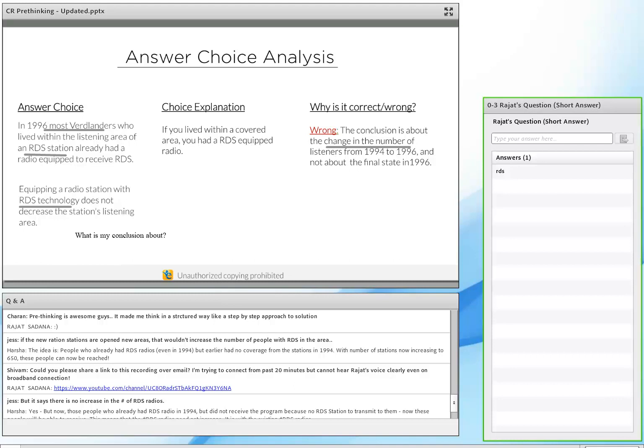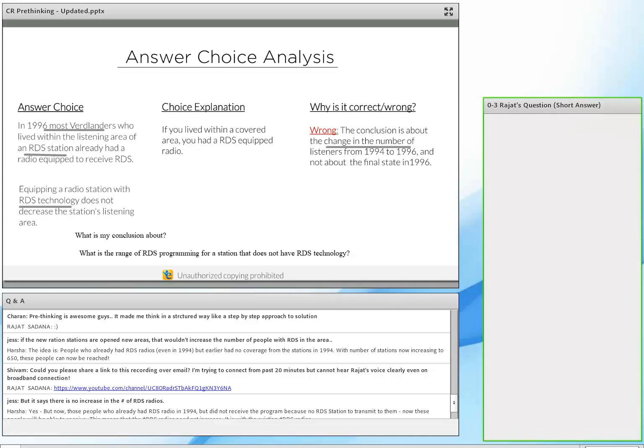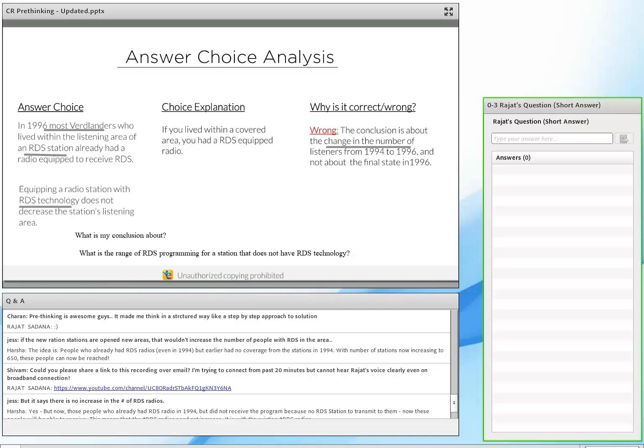So then my next question. What is the range of RDS programming for a station that does not have RDS technology? If I have a radio station that doesn't have RDS technology, what kind of RDS programming can it send? Can it send any RDS programming if it doesn't have RDS technology? No. So its range is zero, right? Do you guys agree? When it comes to special programming, that range is zero.